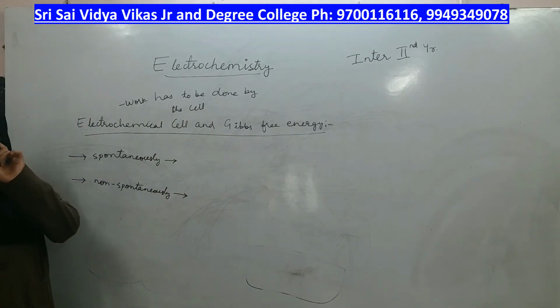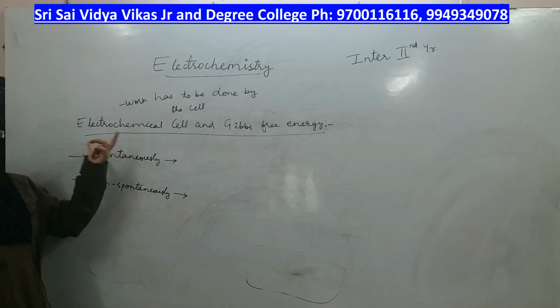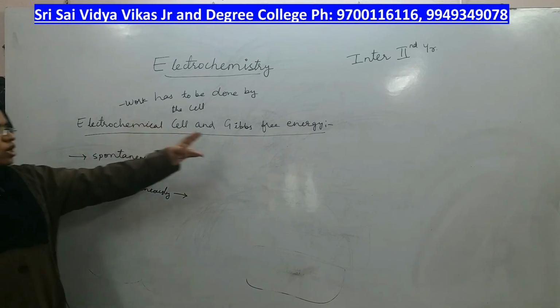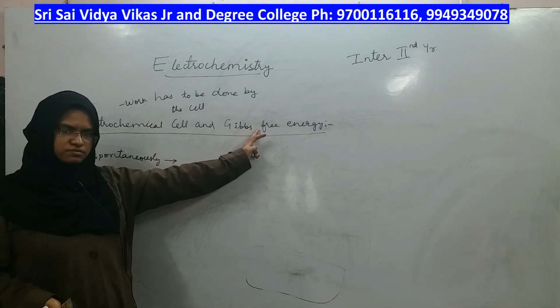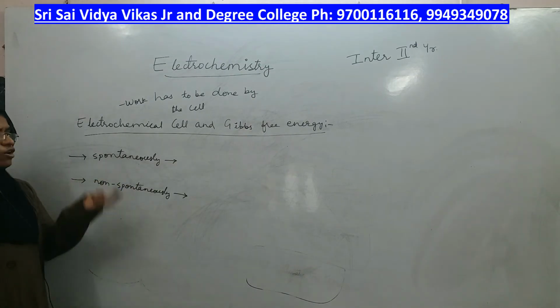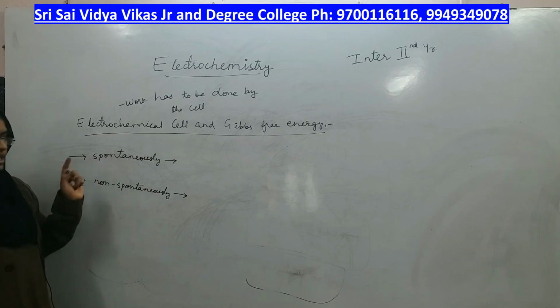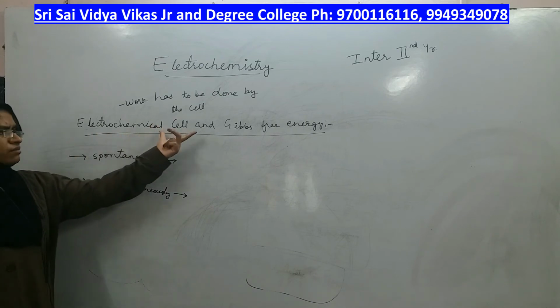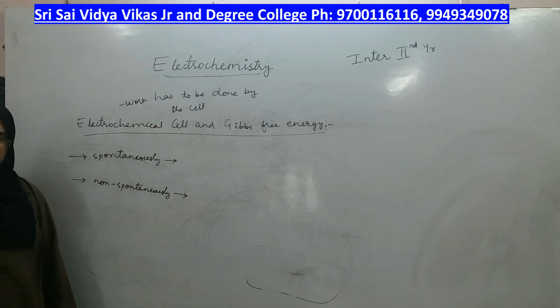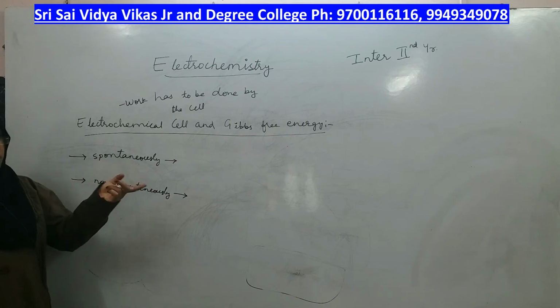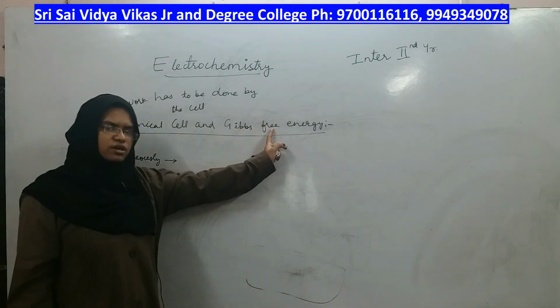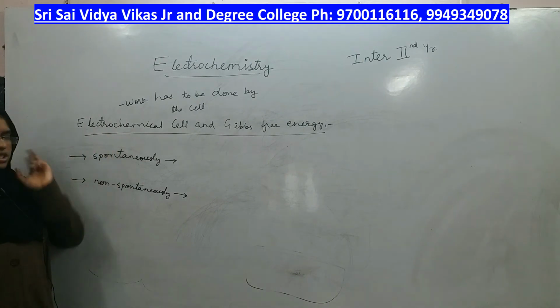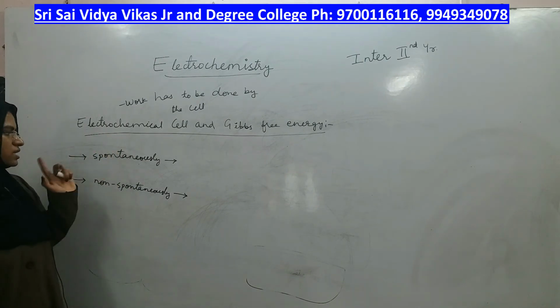How much work is done by the cell is calculated by how much energy it has used from itself or how much energy we are supplying. So therefore both of them are related, right? So by connecting both of them, you are able to calculate cell potential if Gibbs energy is given, or Gibbs energy if cell potential is given. Both of them are interconnected, right?